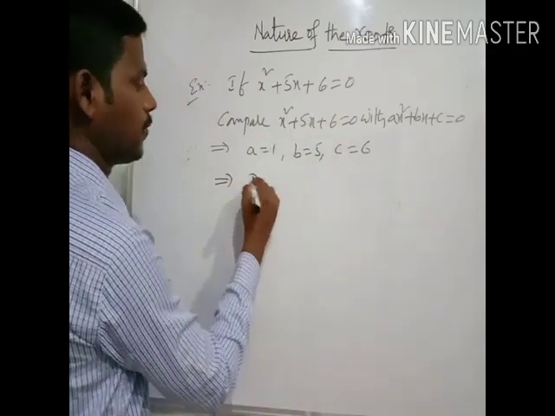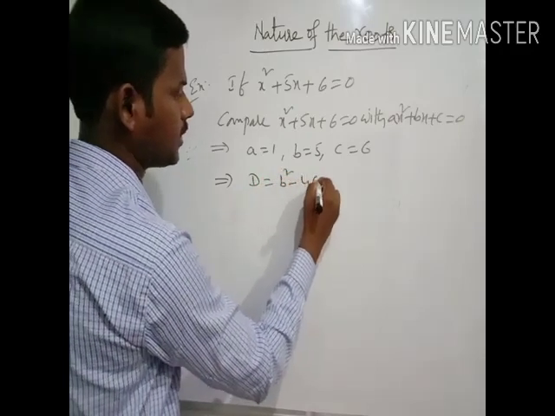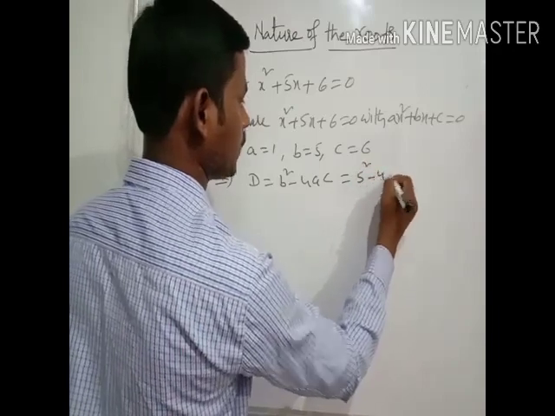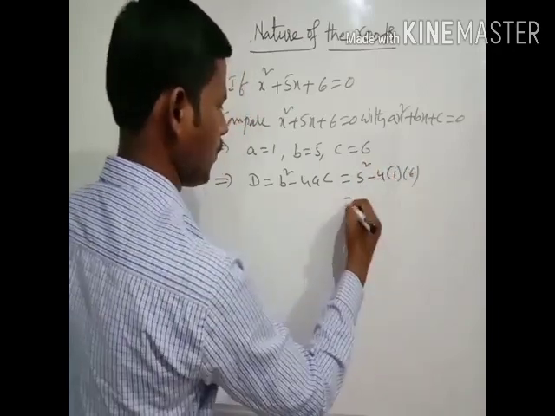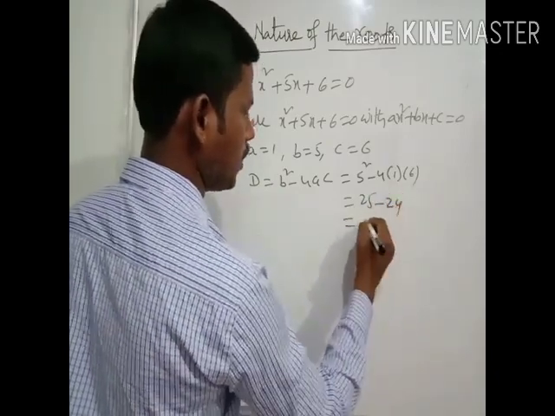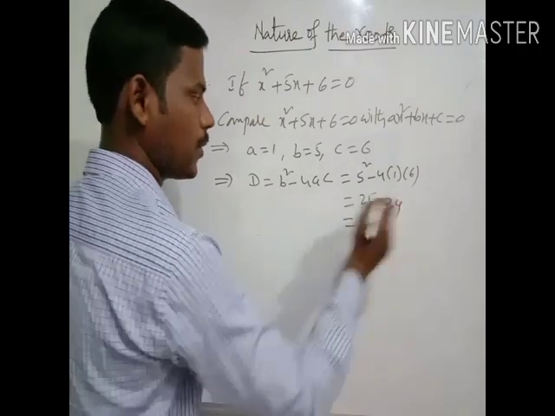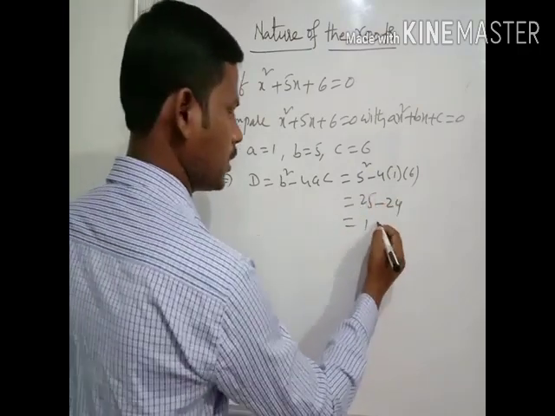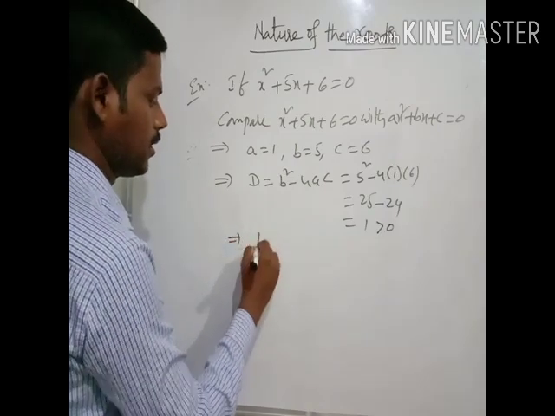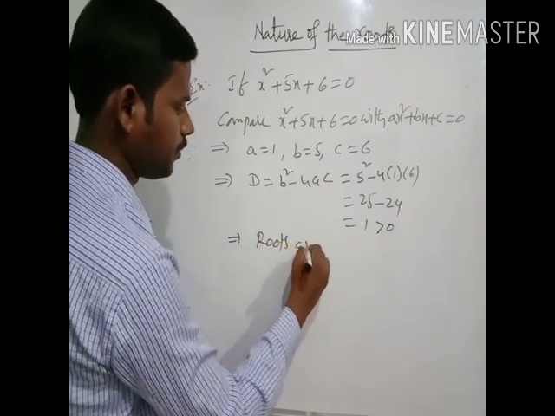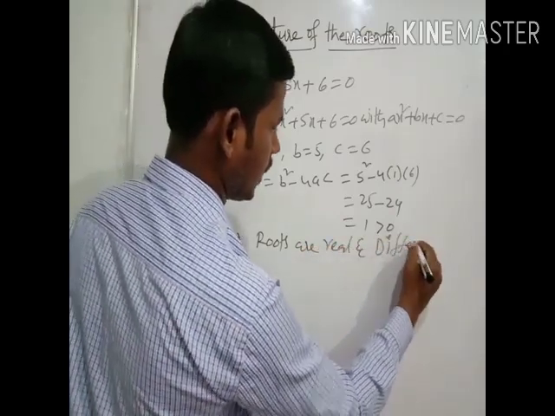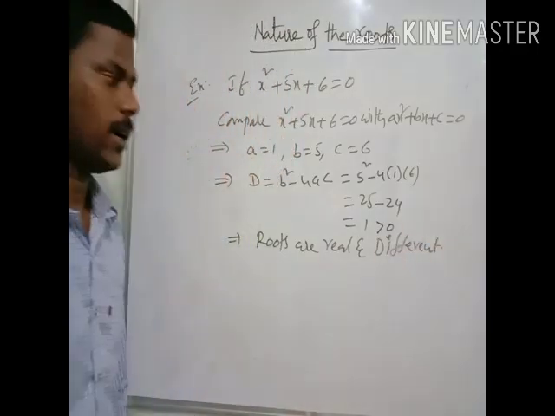Then discriminant formula, what? D equal to b square minus 4ac. So b square means 5 square minus 4 into a into c. 5 5s are how much, children? 25 minus 4 into 6, 24. 25 minus 24 how much, children? 1. So 1 is greater than 0. Then what happens, children? Roots are real and different. Understand, children?